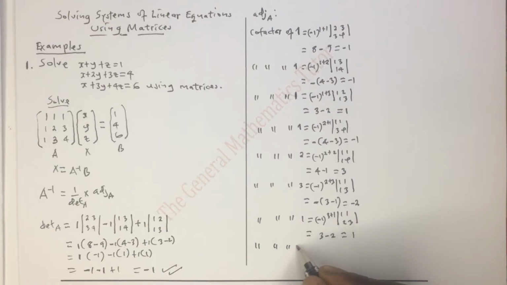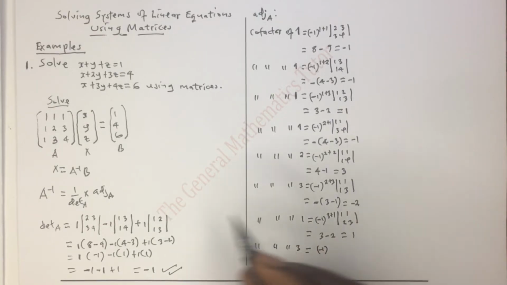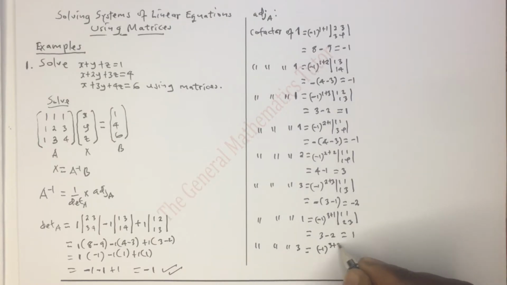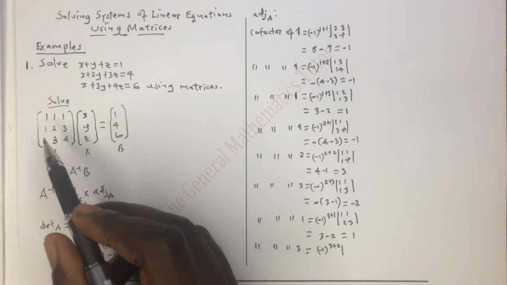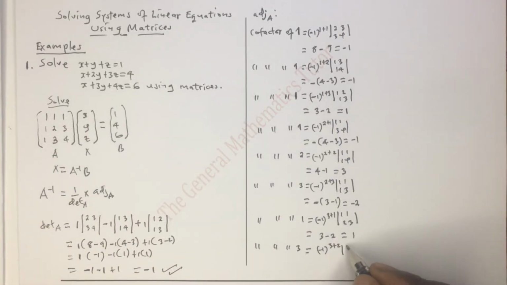And then we go to the cofactor of the next element. The next element is 3. So 3 is in row 3, column 2. When you cover its row and its column, you're left with 1, 1, 1, 3. This is odd, so there's a negative there. So 3 minus 1, that is 2. So that is negative 2.